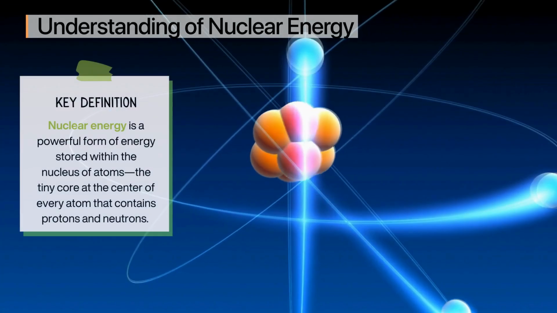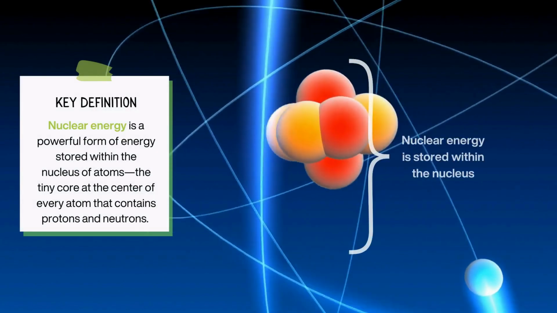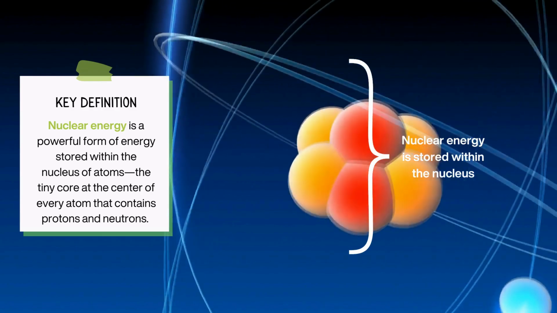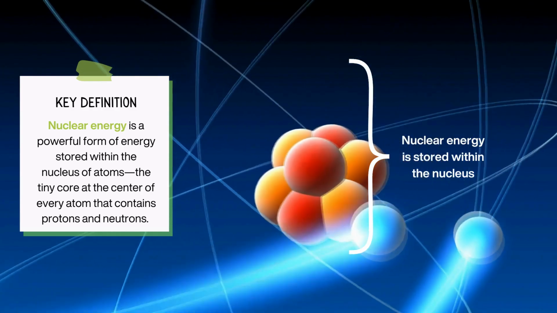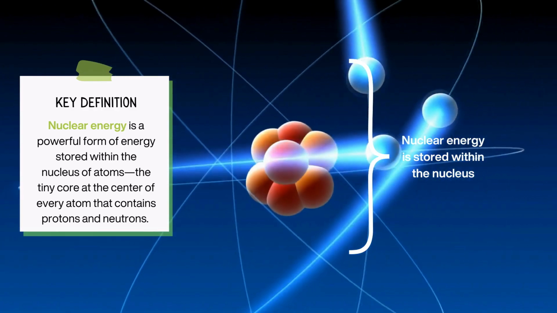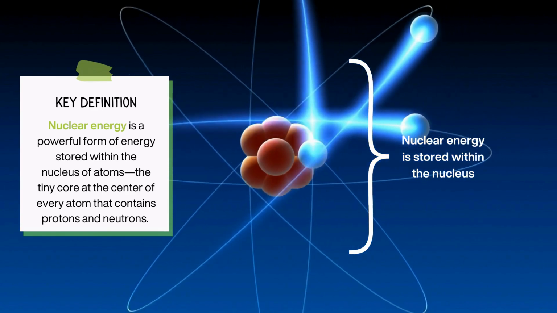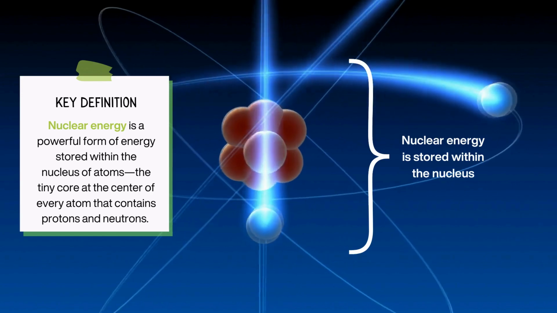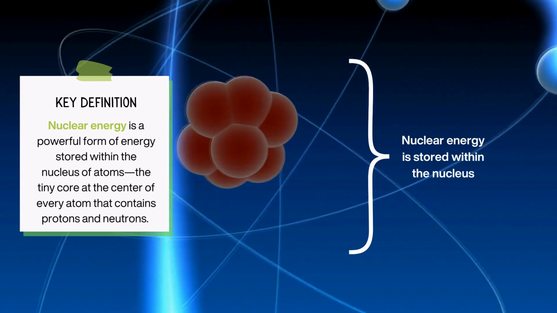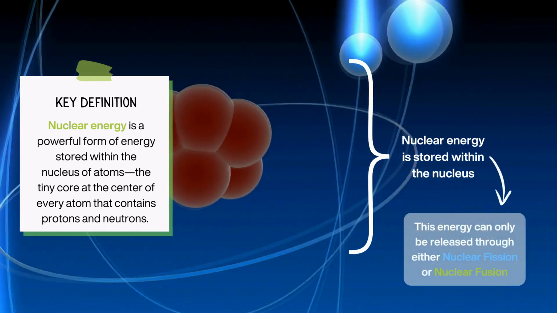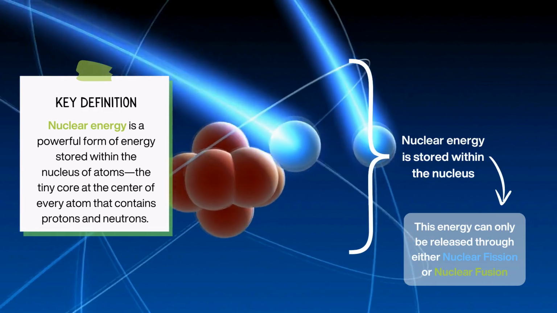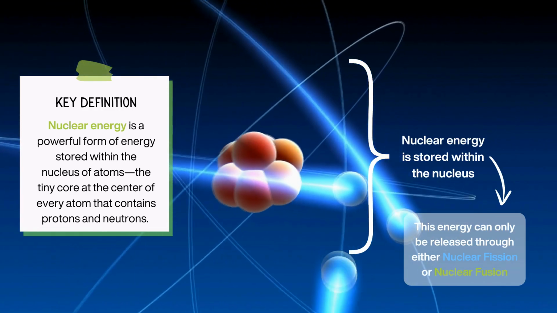Nuclear energy is a powerful form of energy stored within the nucleus of atoms, the tiny core at the center of every atom that contains protons and neutrons. This energy holds together the protons and neutrons within the nucleus of an atom. It can be released through two main processes: nuclear fission and nuclear fusion.